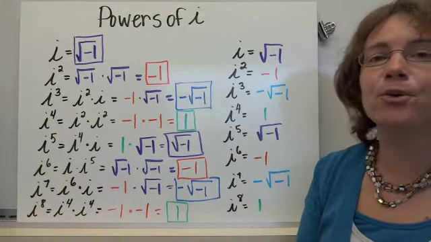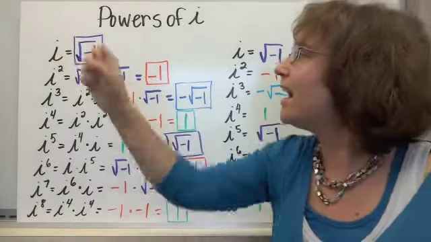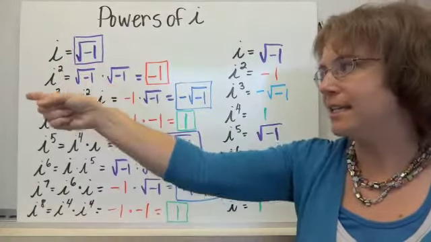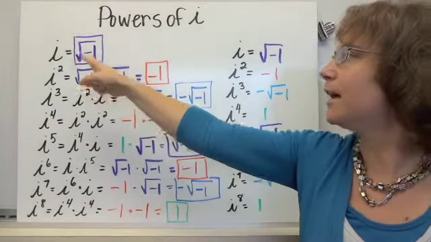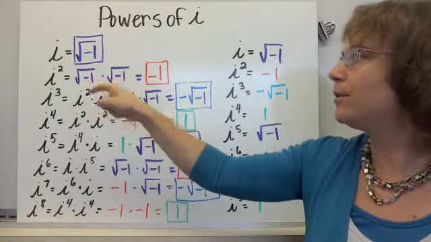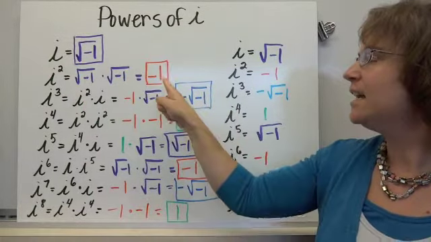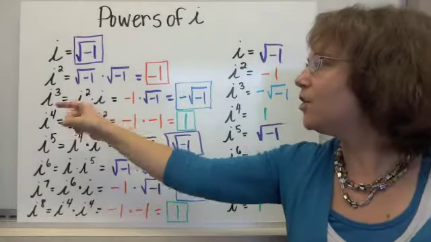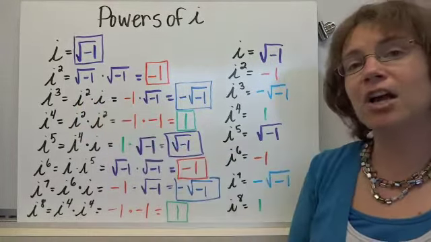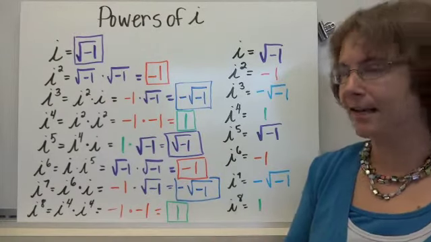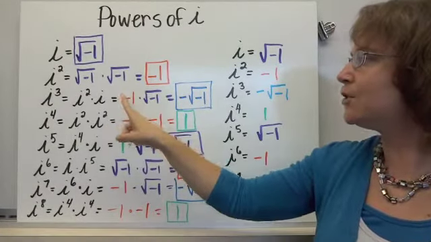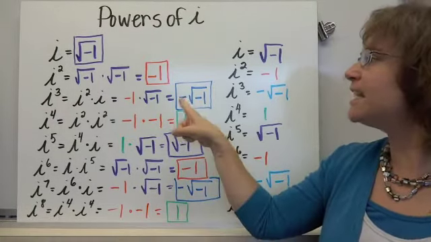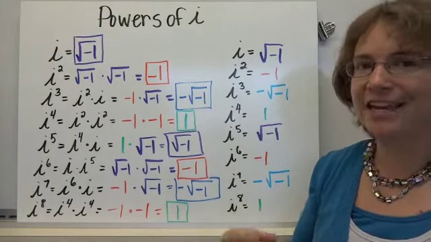Let's look at some powers of i. So if we just look at i, we know i is the square root of -1. Now if we wanted to know what i squared is, we have our definition, i squared is equal to -1, but we can use i to figure that out. Square root of -1 times square root of -1 is -1. Now let's look at i cubed. We can look at i cubed as i squared times i. We could also look at it as i times i times i. But that's equal to -1 times the square root of -1, which gives us a negative square root of -1.